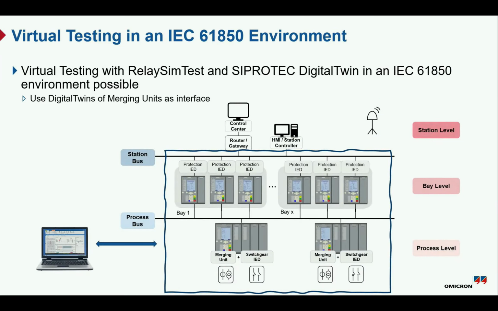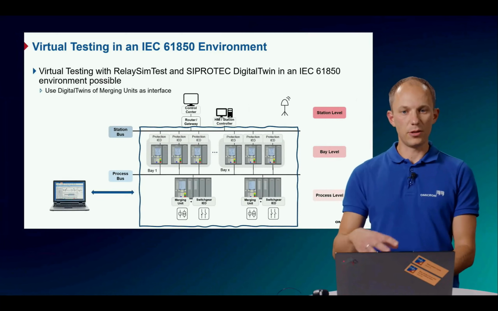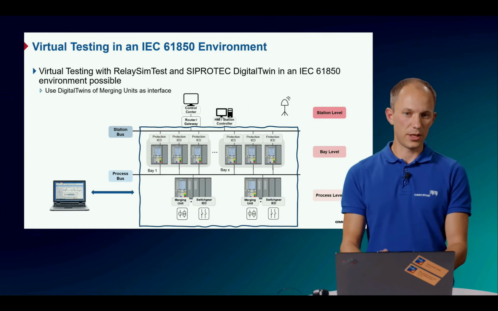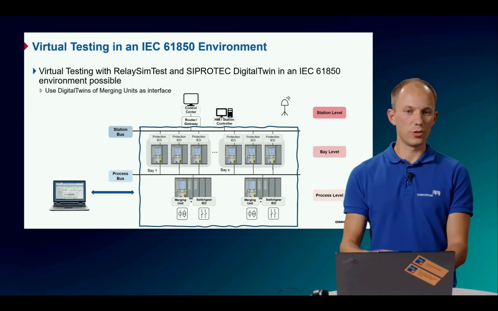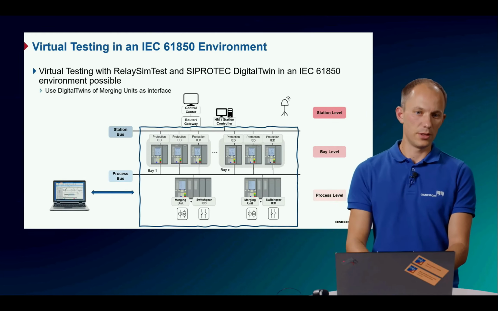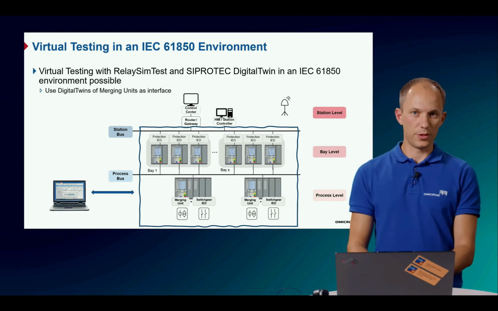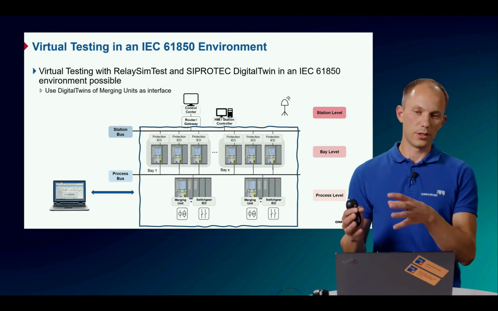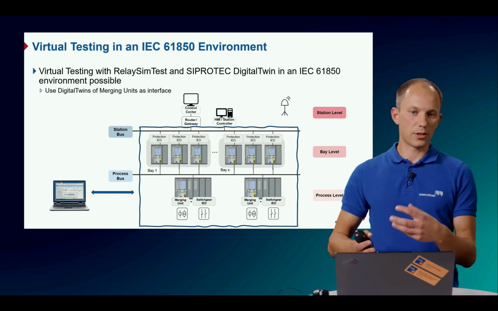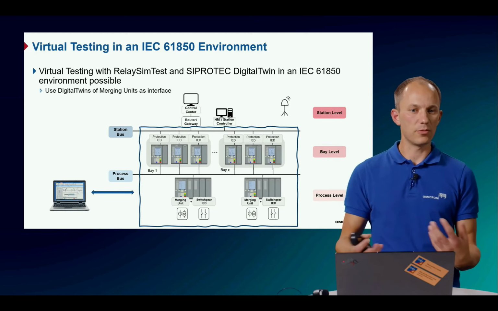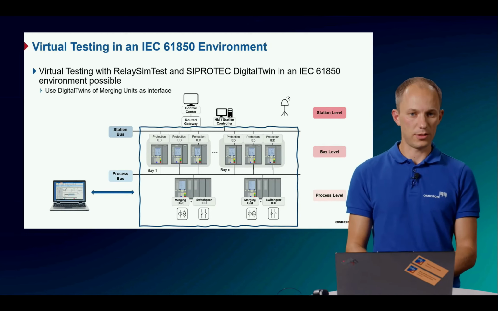And so we have analog values, and these analog values can be subscribed more or less by the merging unit and converted now to a digital sampled value stream or a GOOSE message. And then all the other digital twins can interact with this merging unit, and we can read back then the results of the merging units. So the digital signals get converted again to analog values, and we can read back this. So that's also possible.